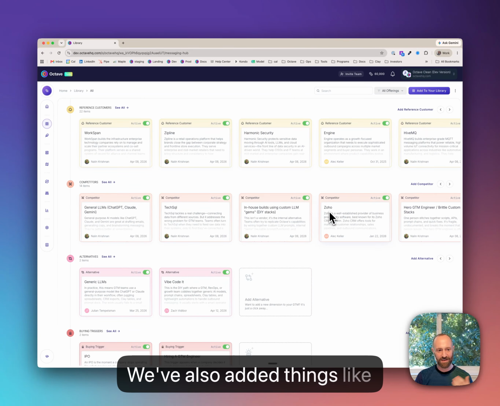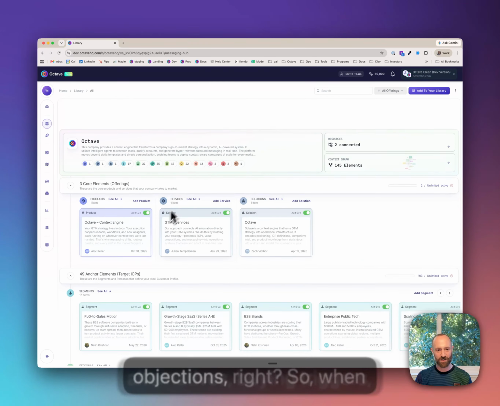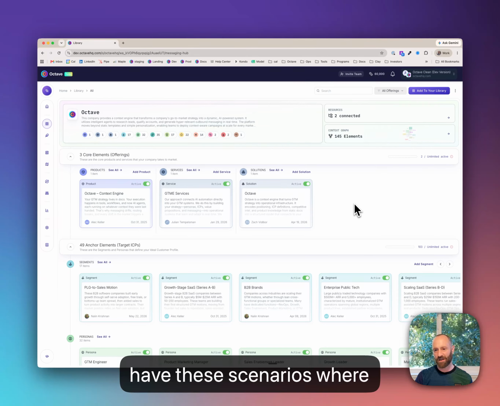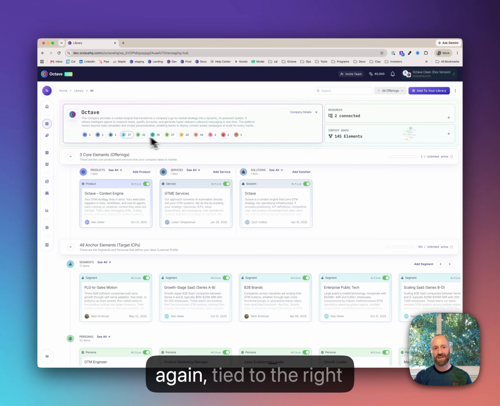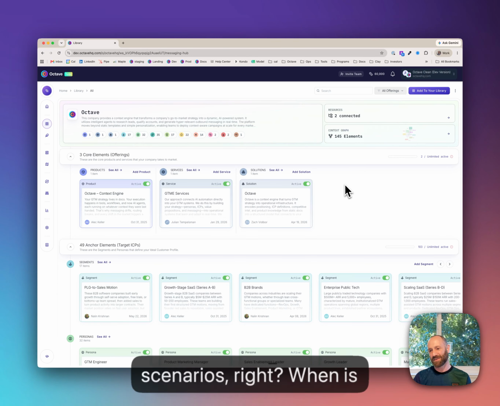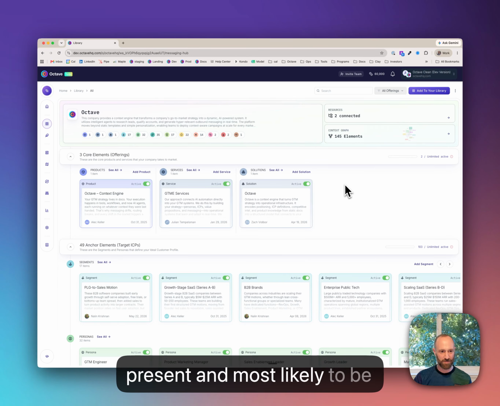We've also added things like alternatives, buying triggers, objections, right? So when you have these scenarios where maybe it's DIY or hire a contractor, not a named competitor, that's a concept that is now built in that we can feed to agents and again, tied to the right scenarios, right? When is that alternative most present and most likely to be there?